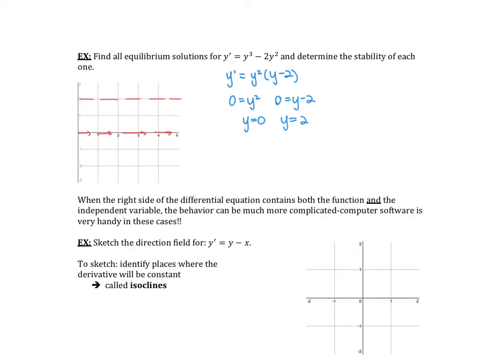So for something above 2, if I plug it in here, I would get positive and positive. Therefore, this slope here will be a positive number, right?